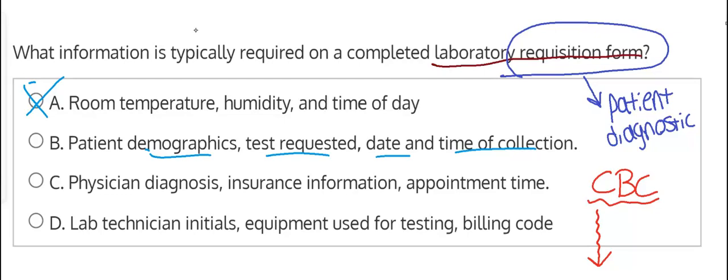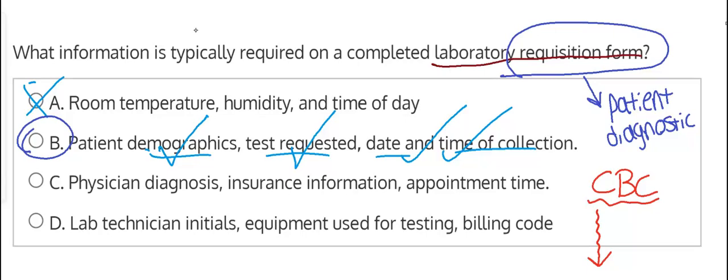Does this seem like information we would need to know if we want to obtain a patient's blood test, for example? Yes, we would need to know the patient has the correct name and birthday on the lab to make sure this belongs to them. We want to know what test we're looking for, in this case the CBC. And we want to know the date and time it was collected so we can compare with other tests from the past and again in the future. Therefore option B is looking like a good choice, and we will go with it.